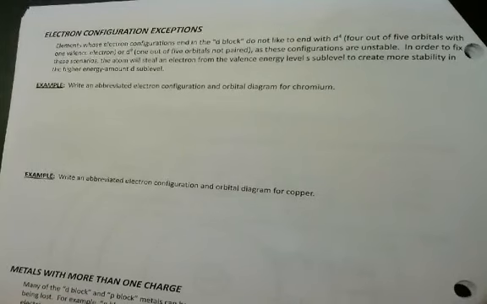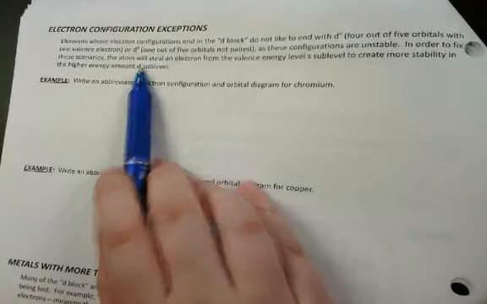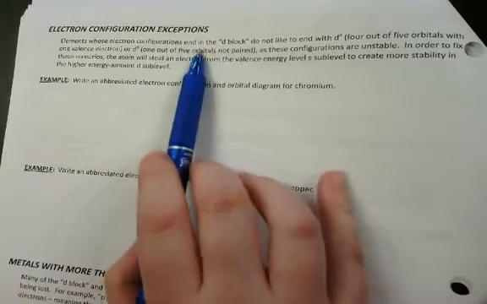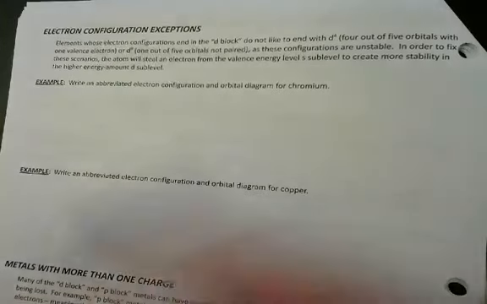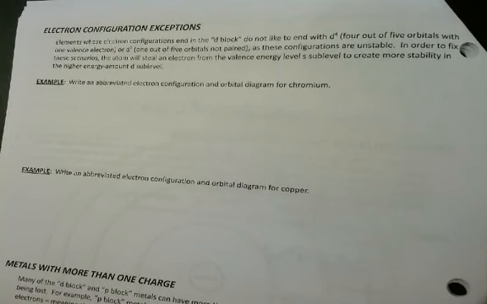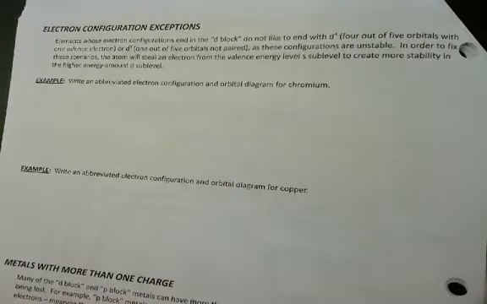And we're going to talk about exceptions. So there are some exceptions for these electron configurations, okay? Elements whose electron configuration is in the D block do not like to have d4 or d9, where we have 4 out of 5 orbitals with 1 electron that is not paired, because these are super unstable.